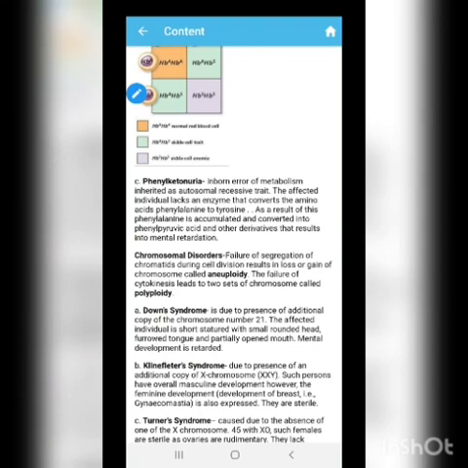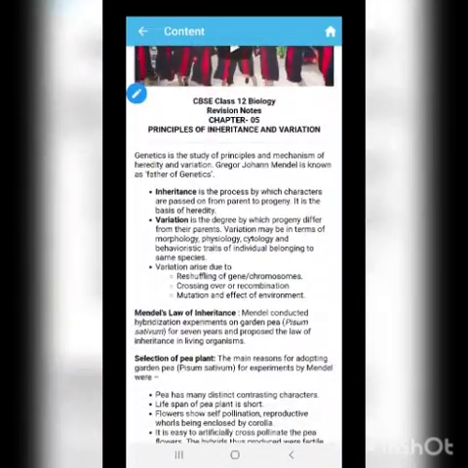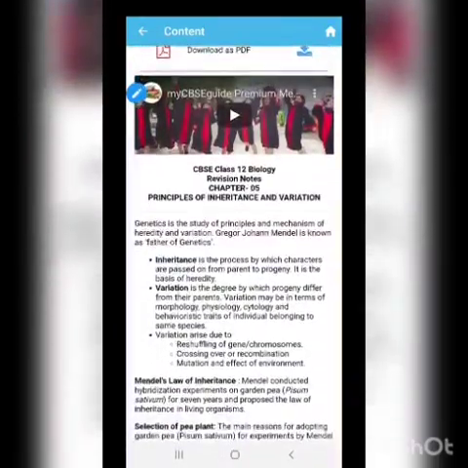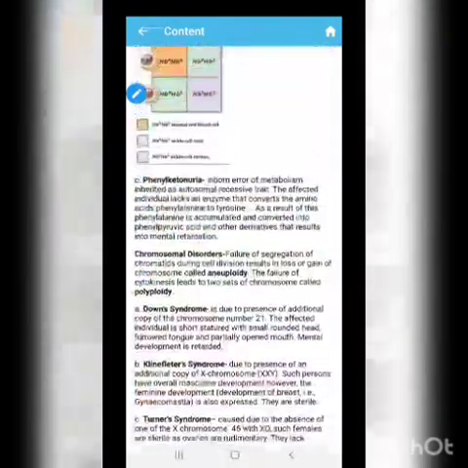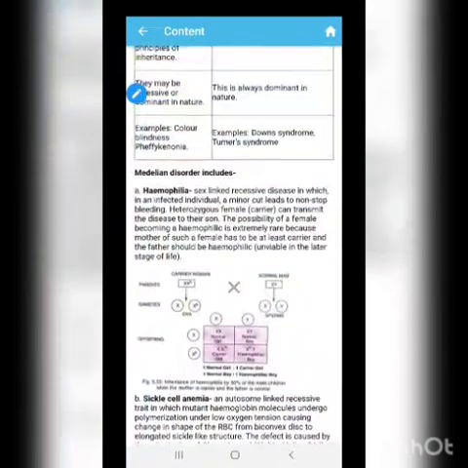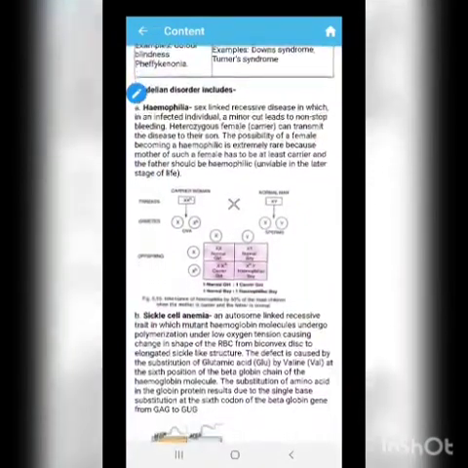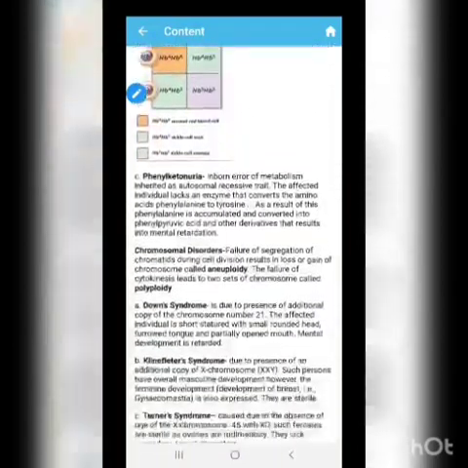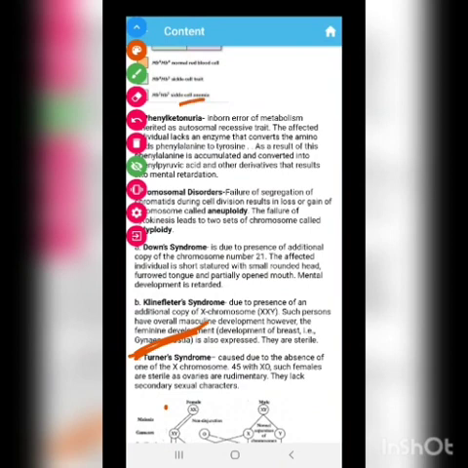This session is for class 12th NCERT book. The last chapter which we were reading was all about inheritance and variation, chapter number 5. In this chapter, we had already studied most of the contents. The last content which we were reading was Mendelian disorders, in which we talked about hemophilia, sickle cell anemia, and phenylketonuria. And phenylketonuria was the last segment which we studied.